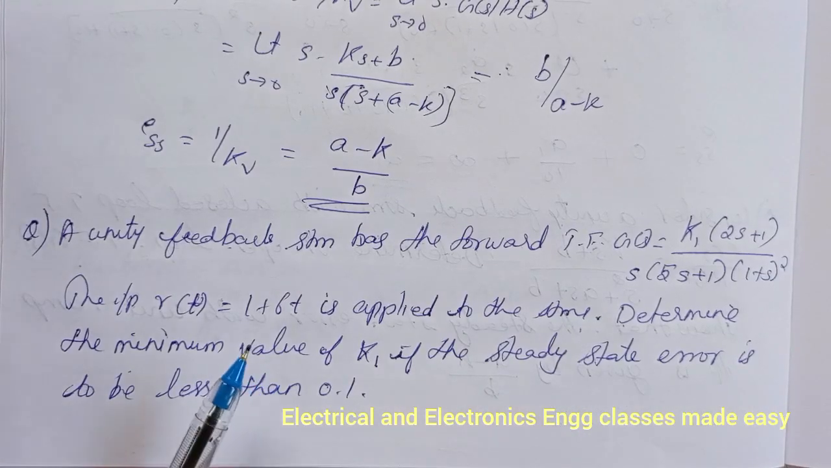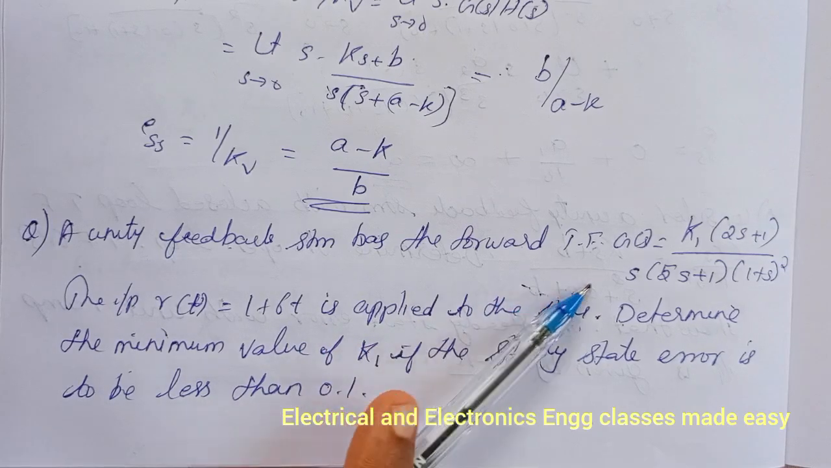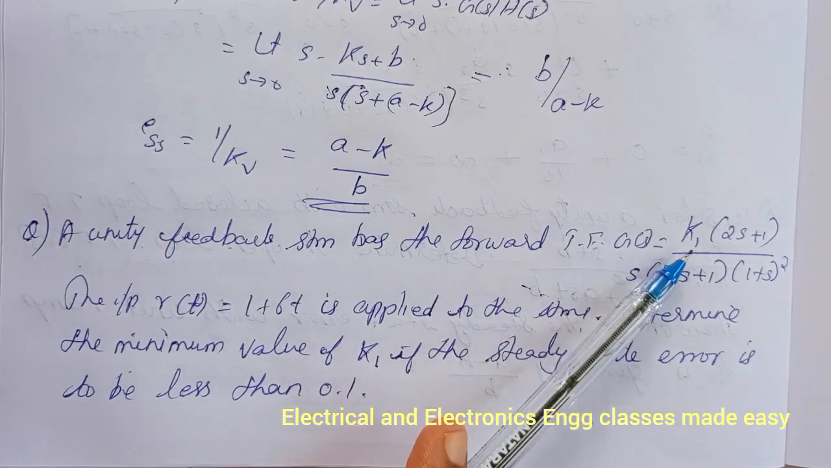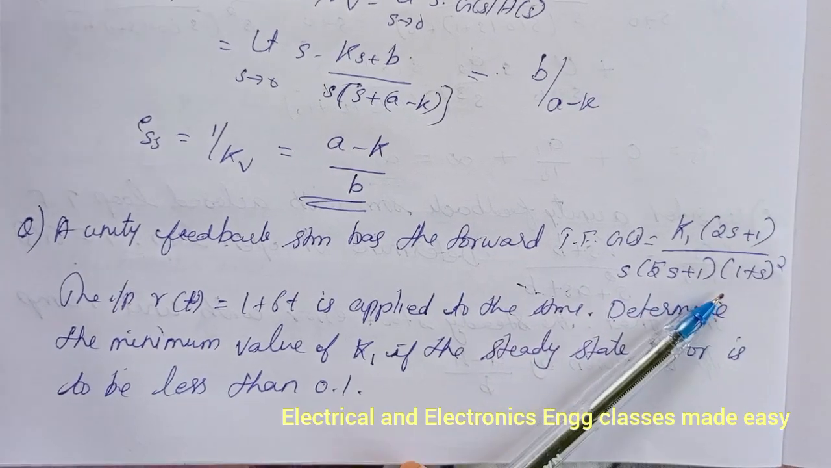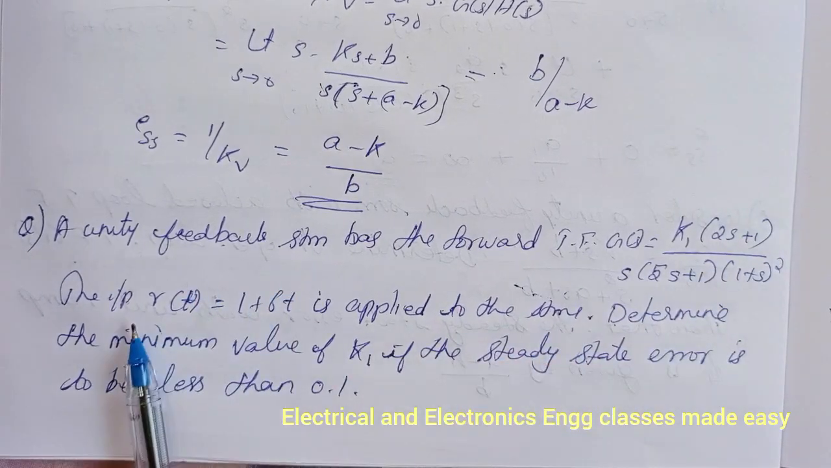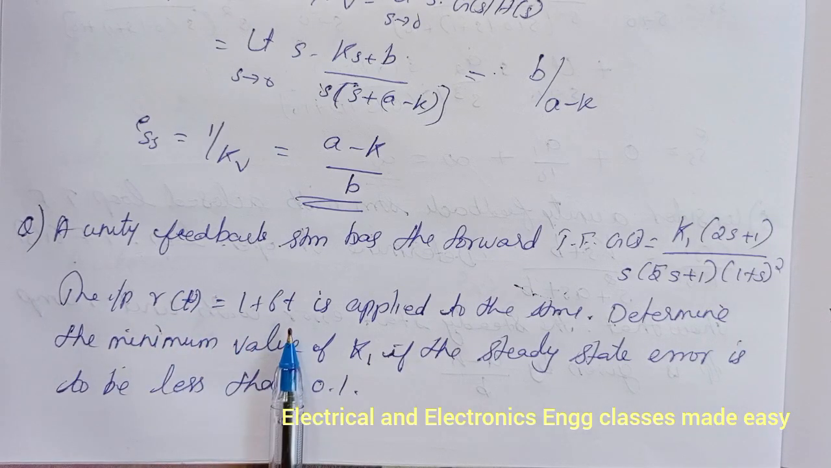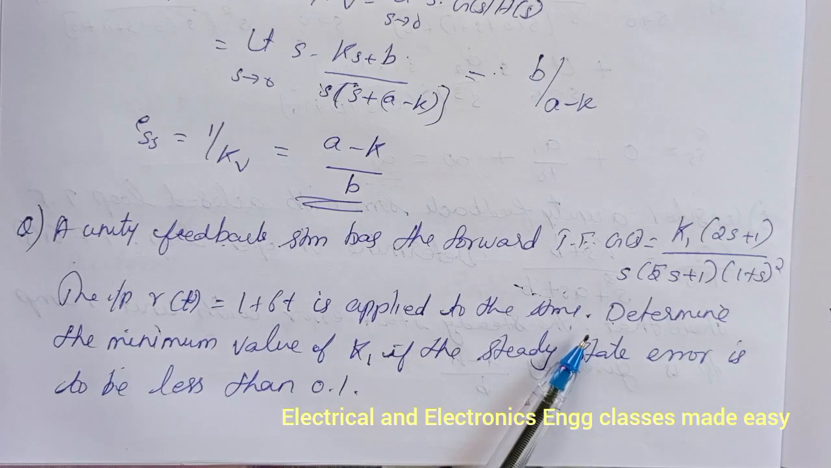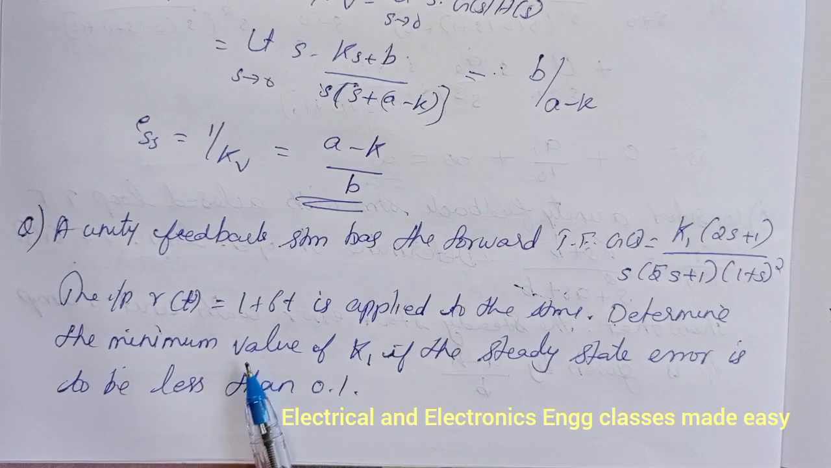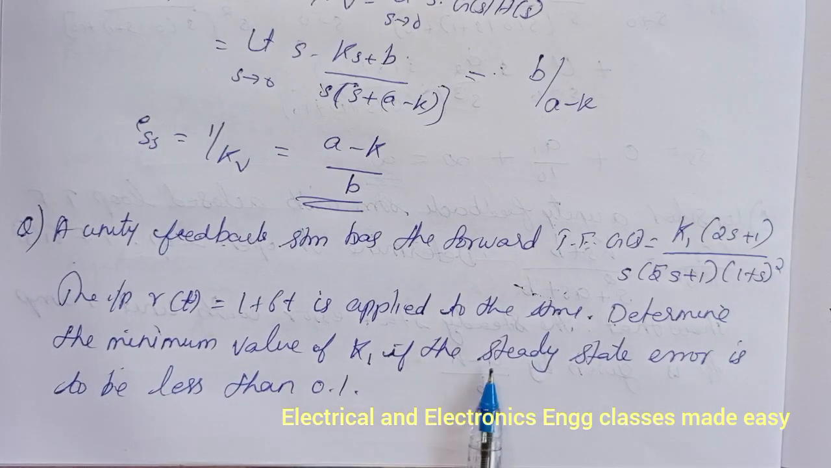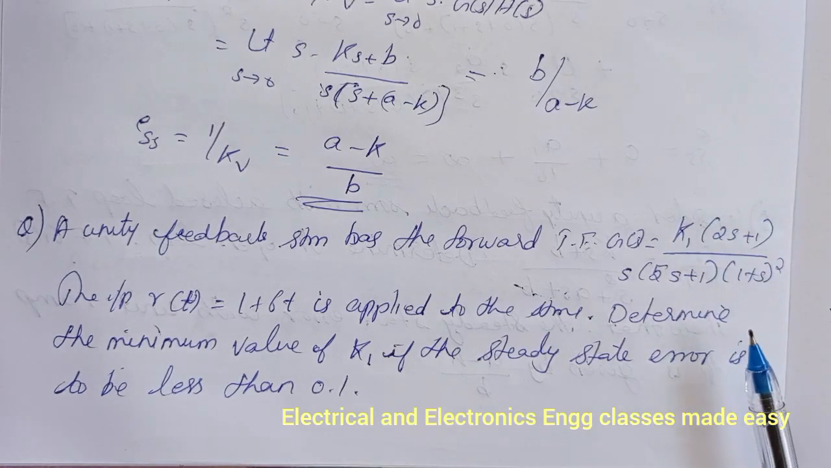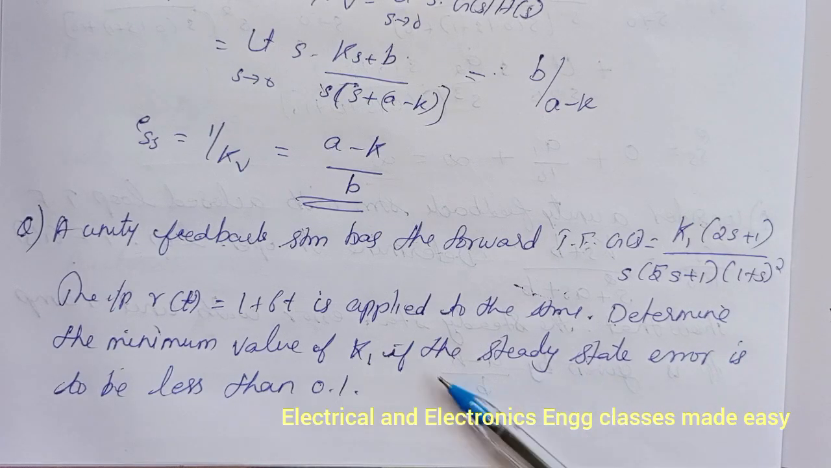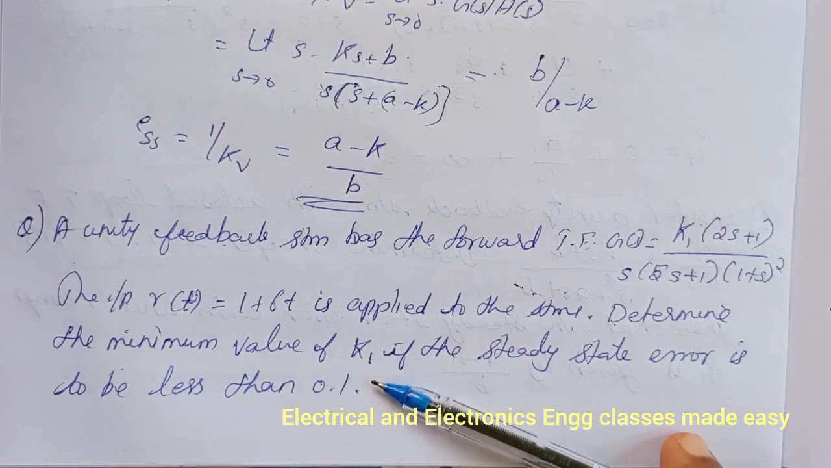Next question is, a unity feedback system has the forward path transfer function G(s) equal to K1 into (2s + 1) divided by s into (5s + 1) into (1 + s) squared. Then the input r(t) equal to 1 + 6t is applied to the system. Determine the minimum value of K1 if the steady state error is to be less than 0.1. So we have to find the value of this K1, and the steady state error is given to be less than 0.1.